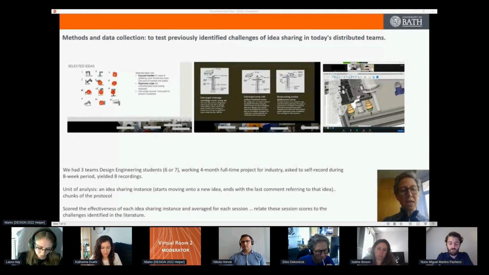Our unit of analysis is an idea sharing instance, which starts when the team moves on to a new idea and ends when they finish talking about that idea. So they're basically big chunks of the protocol. And in total, we ended up with 44 idea sharing instances to assess. We scored the effectiveness of each idea sharing instance and averaged them for each session in order to relate those session scores to the challenges identified in the literature.